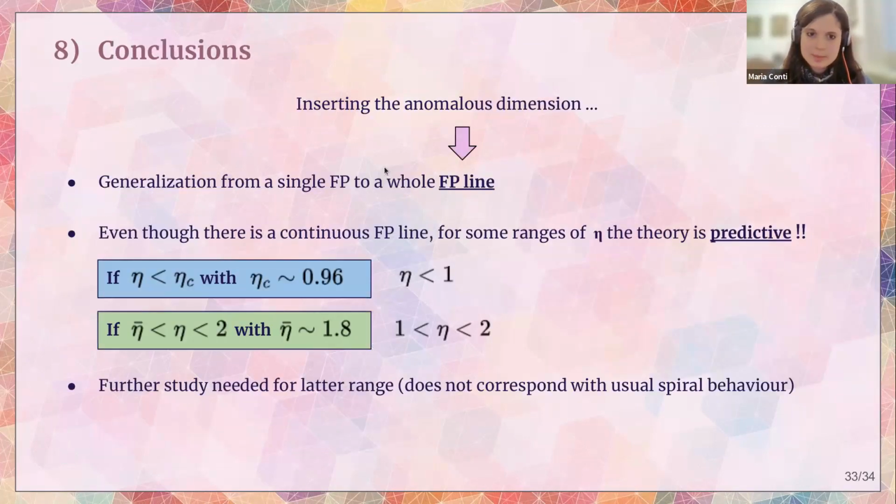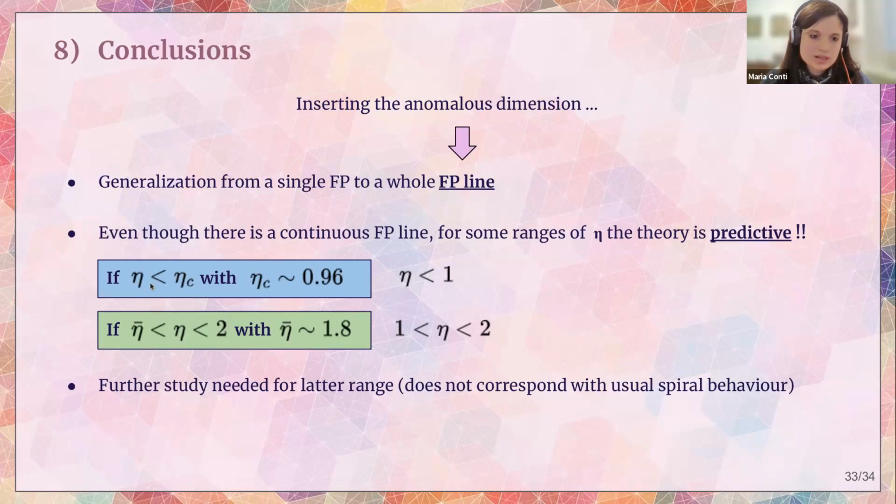Moral of the story, what happens if we insert the anomalous dimension? Well, first off, we do not have a single fixed point. We have a whole fixed point line. Second part of the story, we get an eigenfunction spectrum, which is infinite but discrete, and yet we find some predictive portions of the theory. So there are some ranges of eta which correspond to a predictive theory. The first one, the main one, is a subset of the blue range.